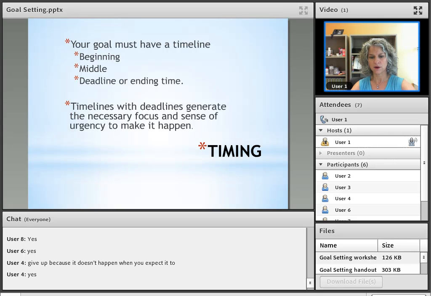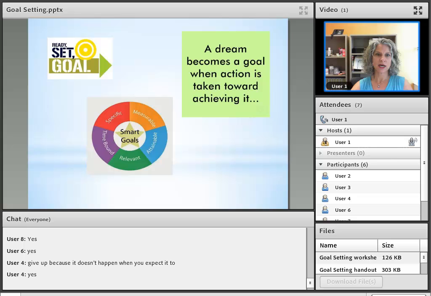All right. So we have arrived at our last slide, and then we're going to start working on some of y'all's goals. Okay. So ready, set, goal. Goals that are SMART are specific, and here's our little color wheel down here: specific, measurable, attainable, relevant, and time-bound. And then our quote here: a dream becomes a goal when action is taken toward achieving it.